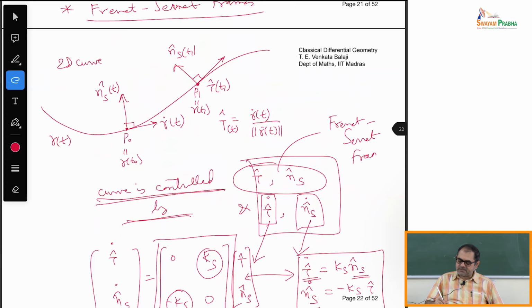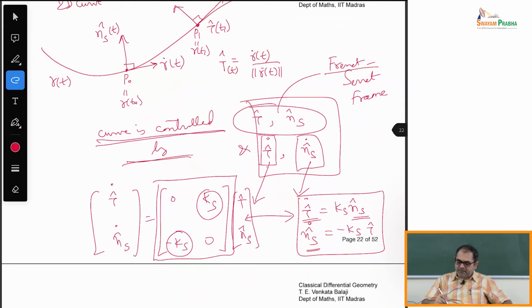This is called the Frenet-Serret frame. These are two mutually orthonormal, naturally defined vectors. Of course, you can guess I am doing this for plane curves. It will also extend to space curves. There you will have 3 of them, and you will have a 3 by 3 matrix. You should expect that 3 by 3 matrix is also going to be skew symmetric.